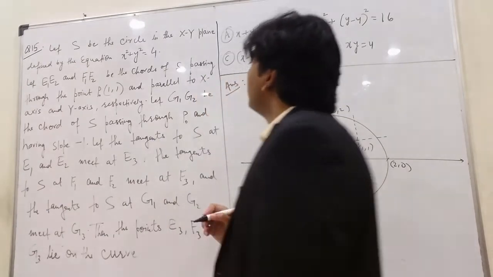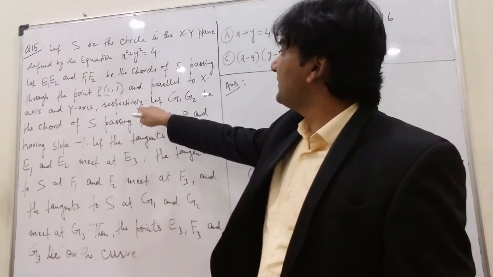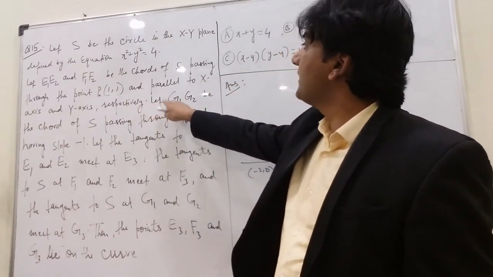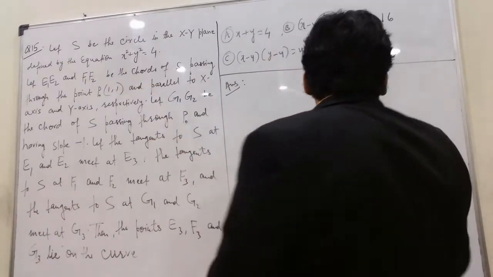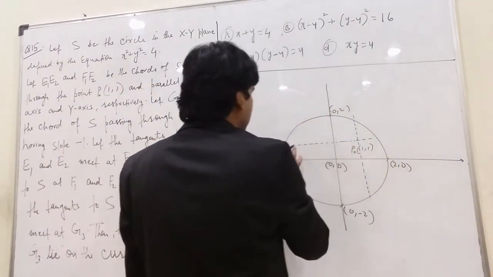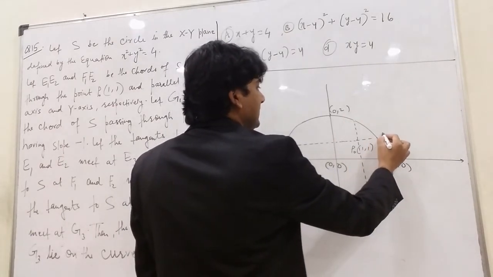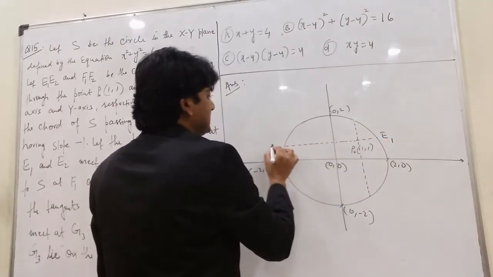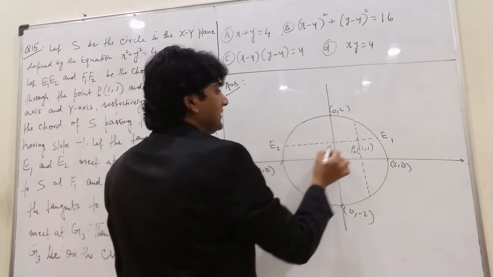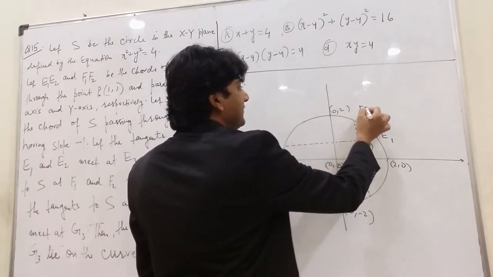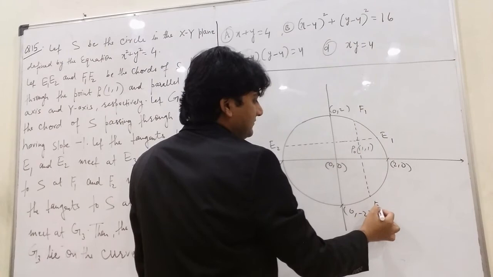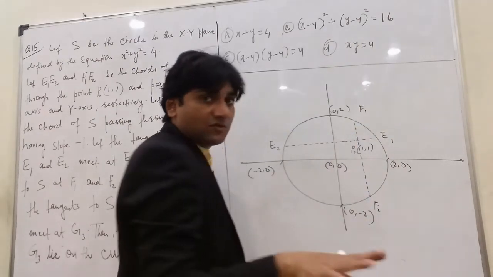Now, respectively E1, E2 and F1, F2. So suppose this is a chord, right? So suppose this is E1, this is E2, this is F1 for example, this is F2. So E1, E2 and F1, F2, 2 chords we have drawn.